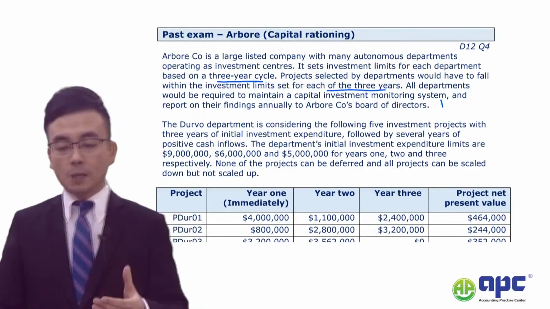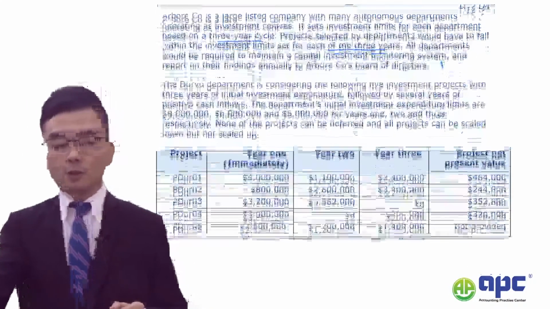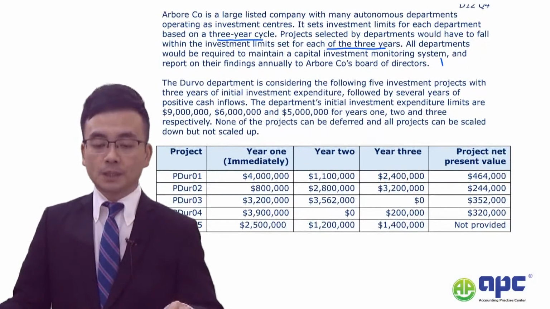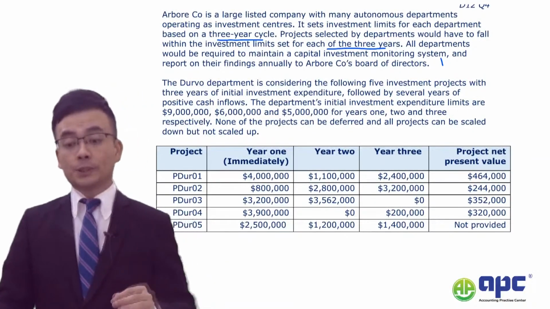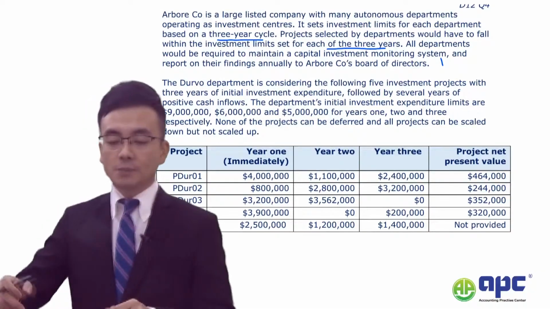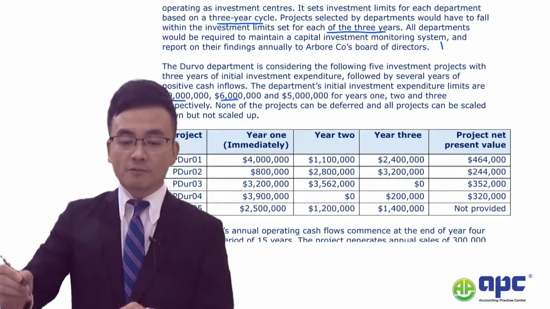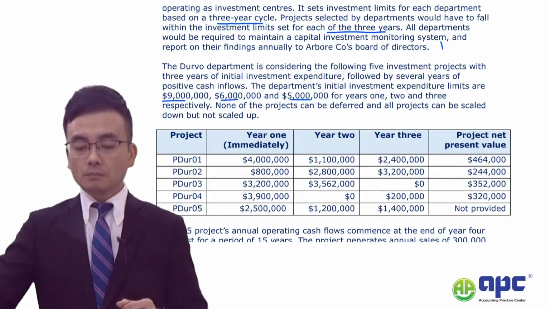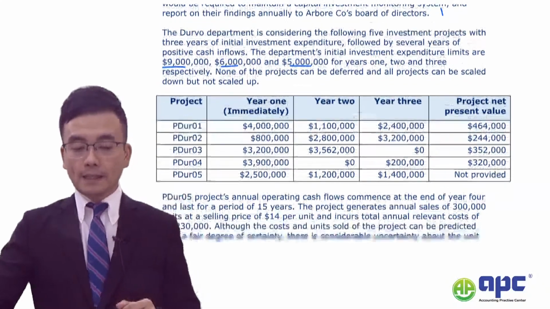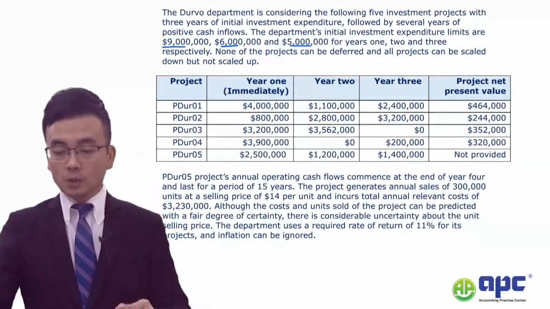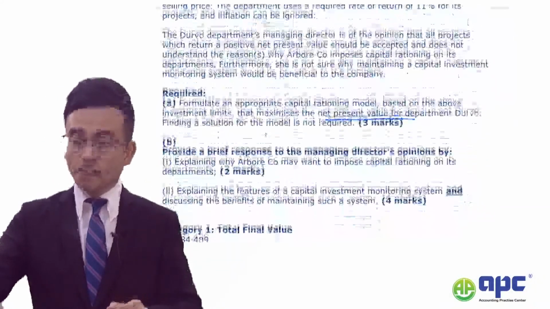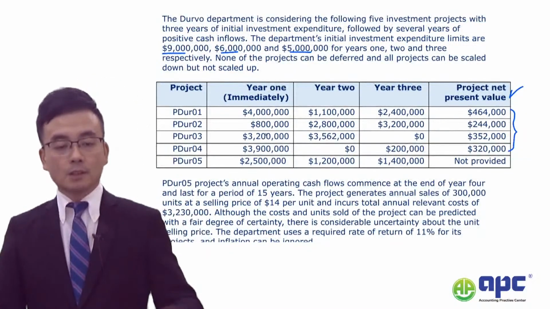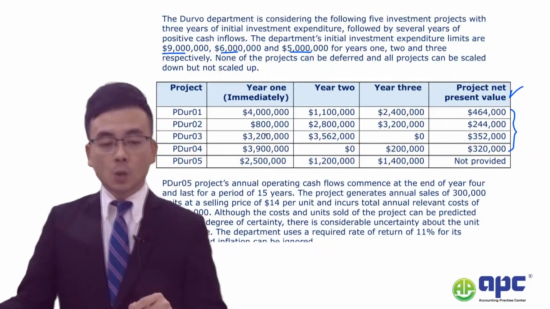We're also told that the department is considering the following 5 investment projects with 3 years of initial investment expenditure, followed by several years of positive cash inflows. We're told the investment limit will be 9, 6 and 5 million respectively. Alright, so these are the constraints. And we're also told the project's NPV for each of those will be this.